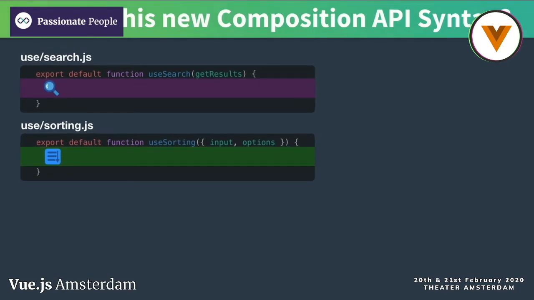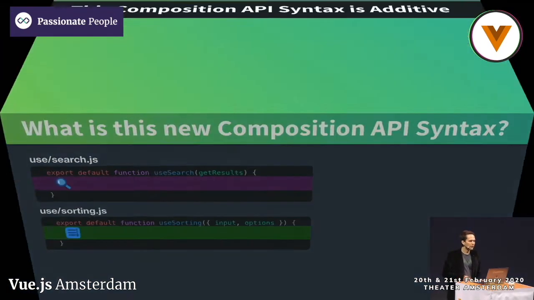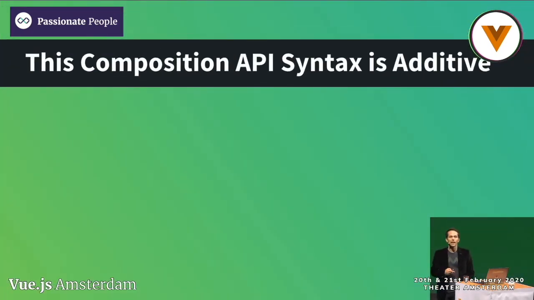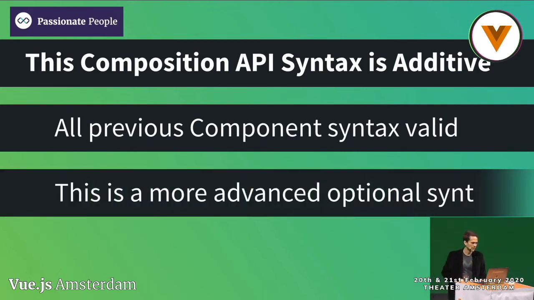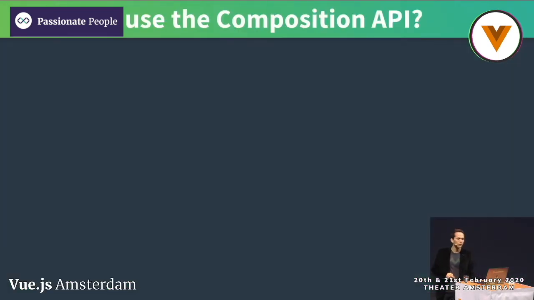So the next step, we haven't shown you the composition API syntax yet, but we'll get into that in a second. But I first have to emphasize two things. The first is, again, this is simply additive, right? All previous component syntax is valid. People will still be using the options API as they code up their Vue apps. In fact, most people will do that, I think. This is a more advanced optional syntax. So let's get really clear on when to use it. When should we be using this, right?